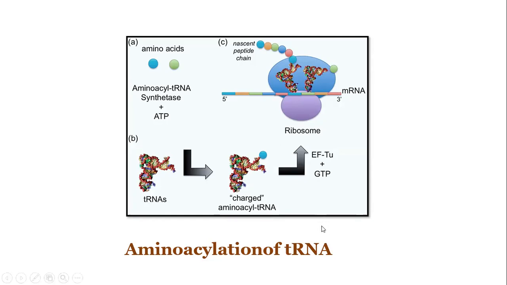So you can see in this picture how charging of amino acid is taking place, and the charged amino acid gets attached to the 3' CCA end of the transfer RNA molecule to form the amino acyl transfer RNA complex. Now this is ATP driven, that is, the process requires consumption of energy.